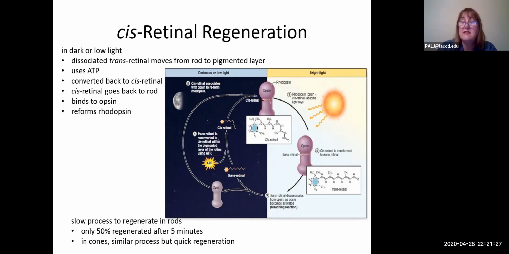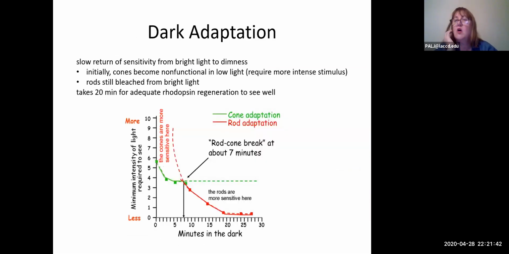Now, the same process happens in cones, only of course it's not called rhodopsin. And so I'm not gonna go through it, but it has the same sort of process. However, in cones, the regeneration is super quick. So that's why cones are great for bright light. Okay, so this fact that we can't see well in dim light, this is called dark adaptation, the slow return of sensitivity going from bright light to dimness, okay?